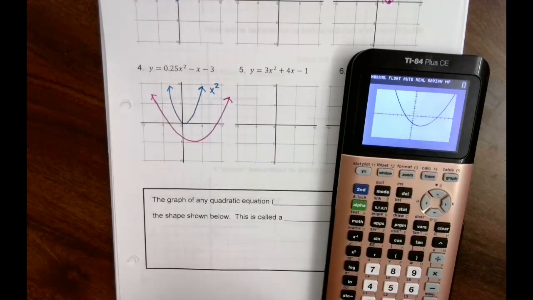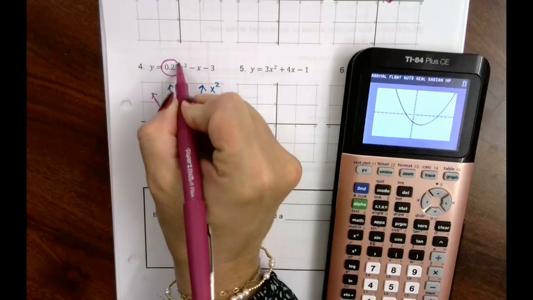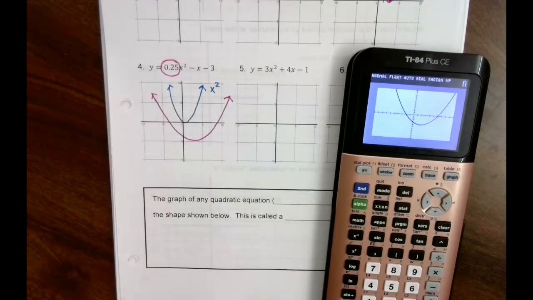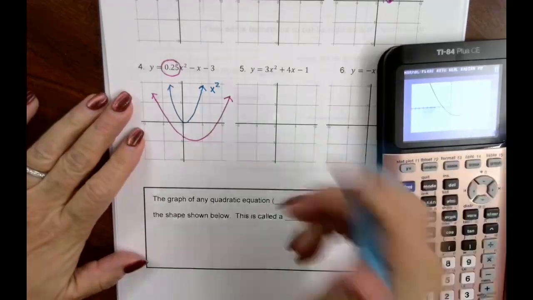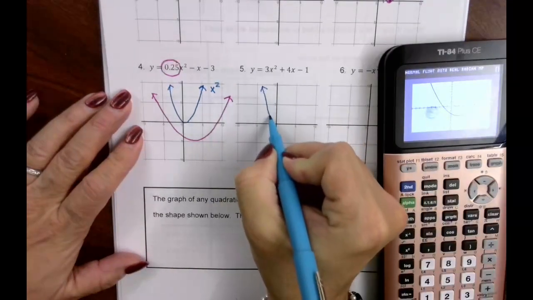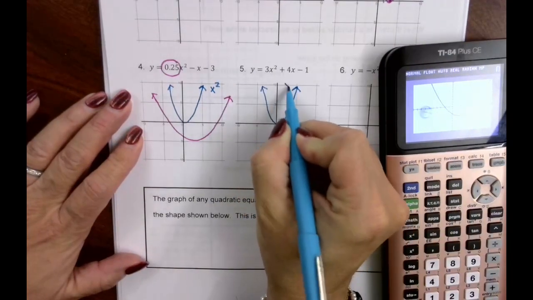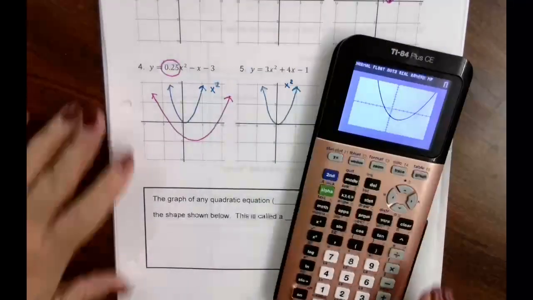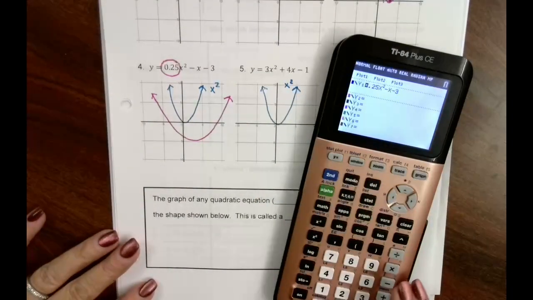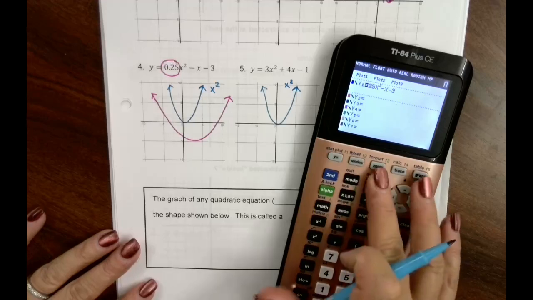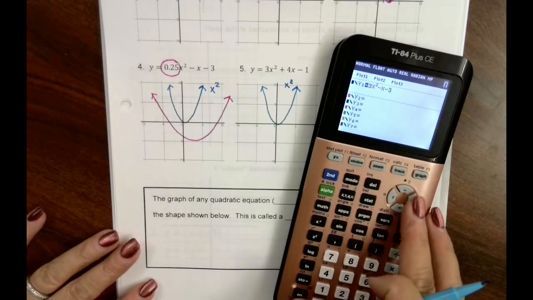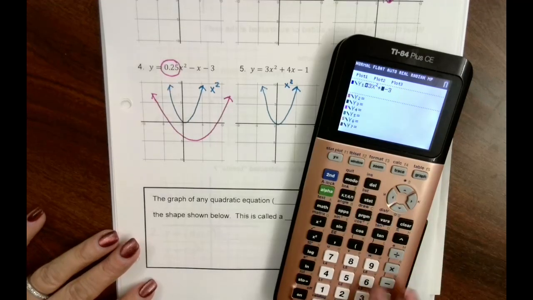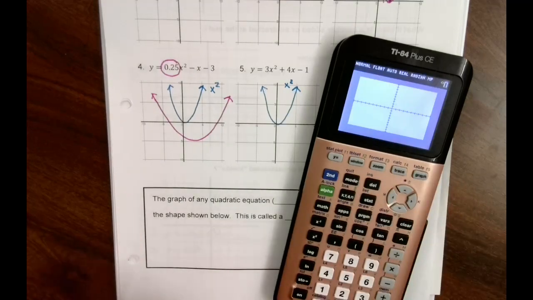Now, here's what's important. What's important is this guy, and we're going to come back to that in just a second, okay? So let's do number 5. And what I'm going to do is graph my standard parabola here. And this is my x squared graph. And now I'm going to go in and graph this one. So I'm going to have 3x squared plus 4x minus 1.